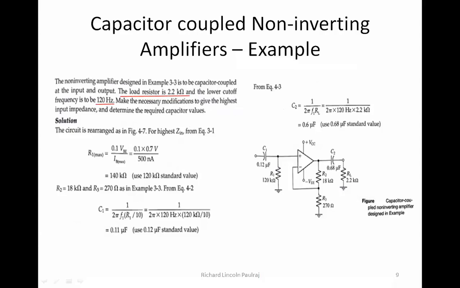Make necessary modifications to give the highest input impedance and determine the required capacitor values. Now, when they say high input impedance, you're going to use the regular case where C1 uses R1 divided by 10 and for C2 it is just RL, right? So that is the important clue that you have to remember here when they say high input impedance. So try to extract clues from your questions so that it becomes easy for you to solve it.